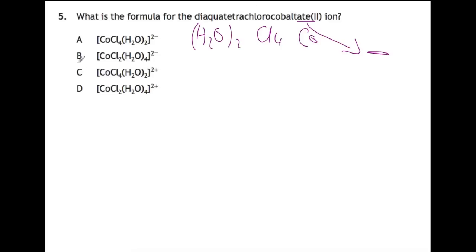So we need 2 waters, so we can immediately cancel out B and D as options, leaving us A and C. We want the number on the outside of the brackets to be negative, so our answer is A.